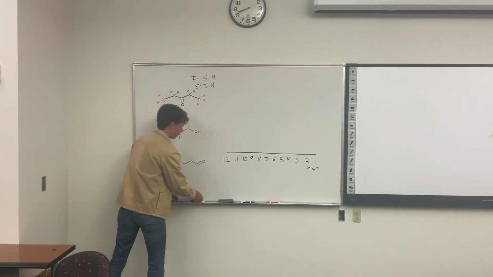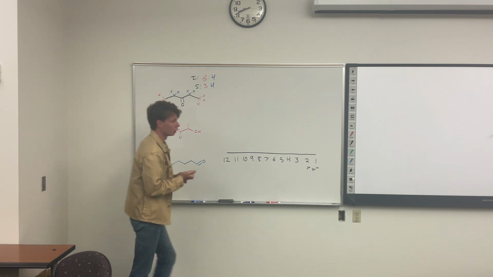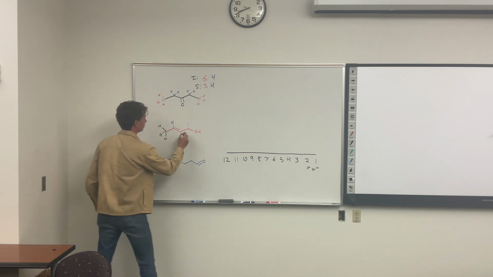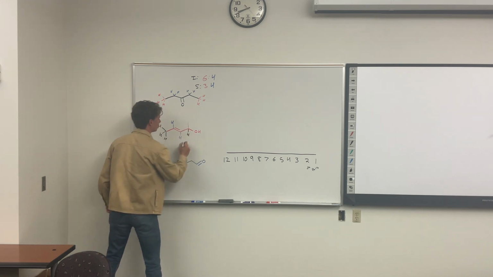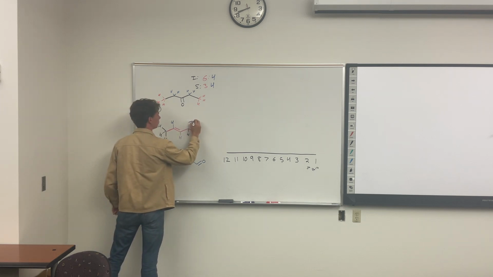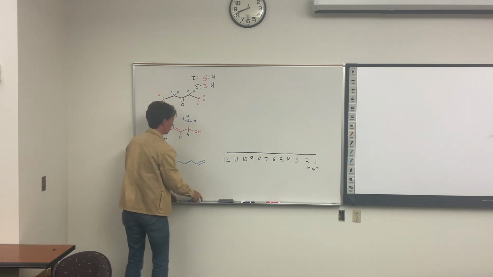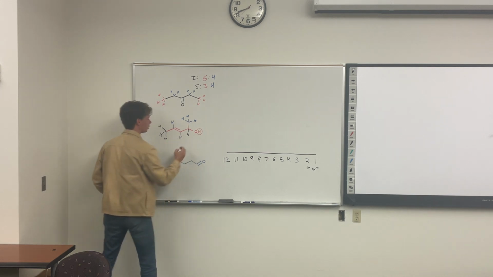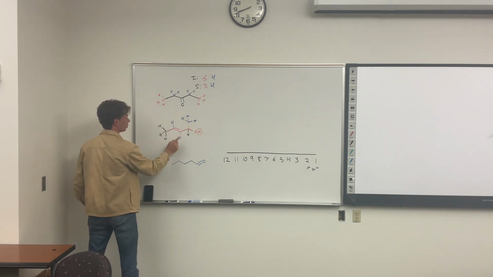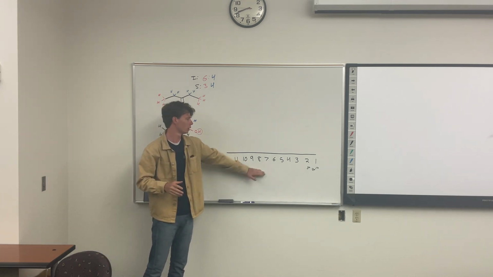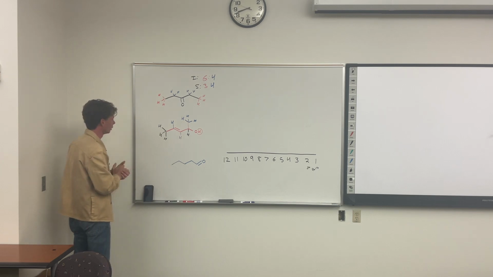So we have another hydrogen right here. Another methyl group up top. And then our alcohol hydrogen right there. So we have 1, 2, 3, 4, 5, 6 distinct groups. We should expect 6 different signals in our spec. Okay.